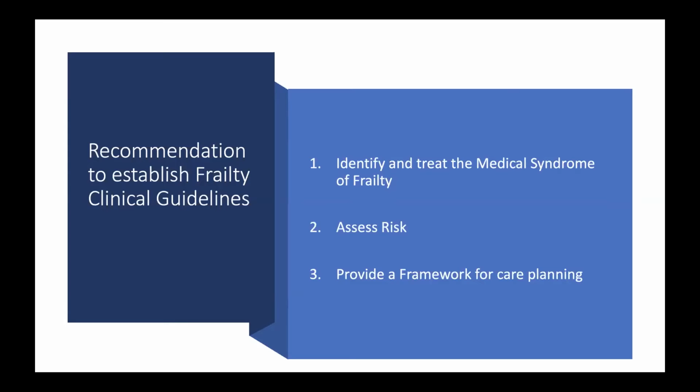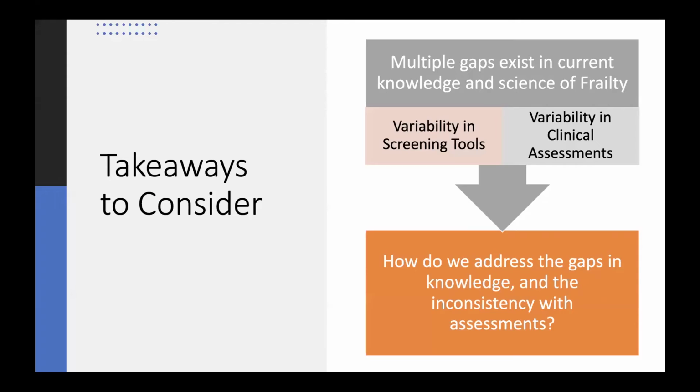And then we need to have more clarity about how we assess risk. As I said, they use the phenotypic frailty criteria, but as we move through some other papers, we're going to see that there are so many different tools. And we also need to make sure that when we're looking at this, how do we define the care plan for this syndrome? So there's just some framework that they offer to establish frailty clinical guidelines.